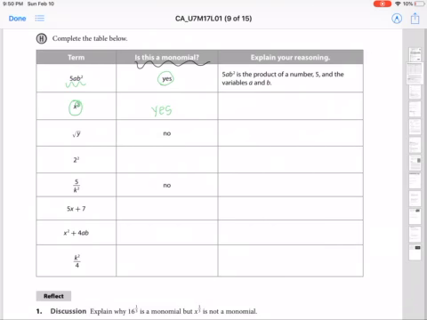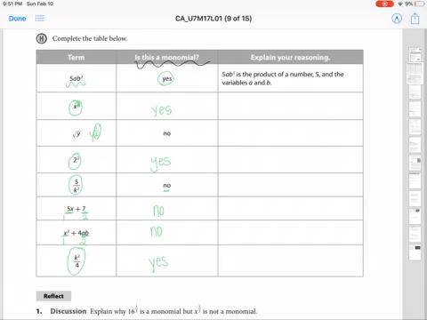We know that the square root of y cannot be because there is no whole number on the variable. It actually is y to the 1/2, and that's a fraction. 2 squared is going to be a monomial. 5 over k squared, we already determined that it was not. 5x plus 7 is going to be no, because we see that there's our first term and our second term. Again, with x squared plus 4ab, we have a first term and a second term. And then we have k squared over 4, which, yes, that is going to be a monomial.